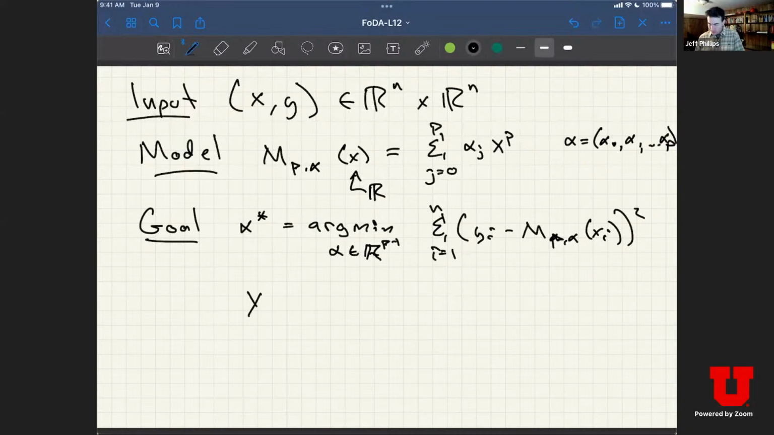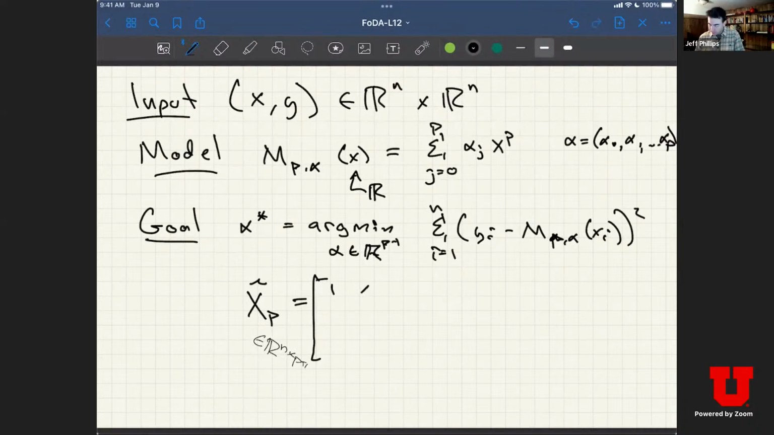We're going to create a matrix X tilde p, okay? For every row, I want to write down the model as a dot product. So this is going to be in R^(n by p+1). It's going to have n rows, one row for each of the data points, and p+1 columns.